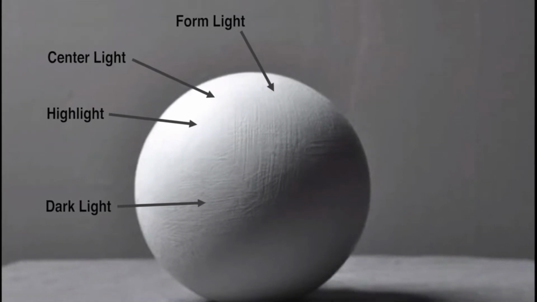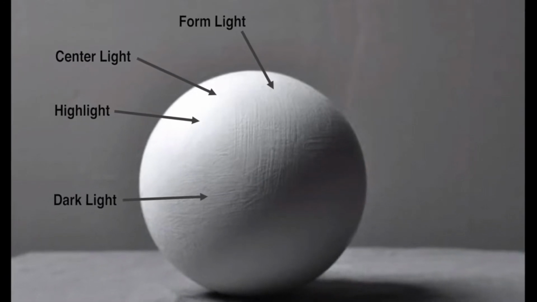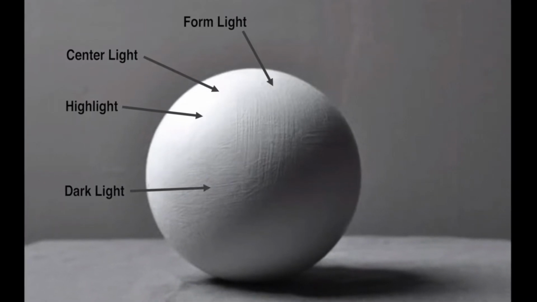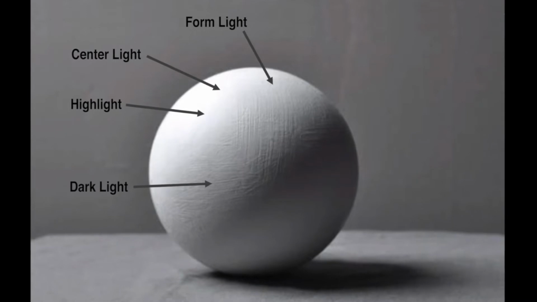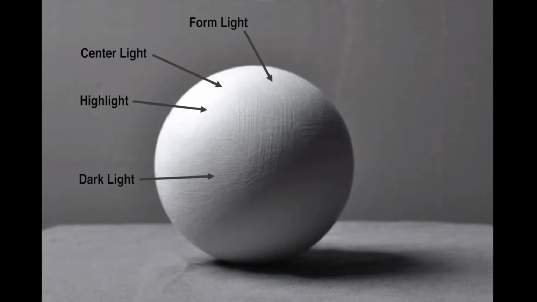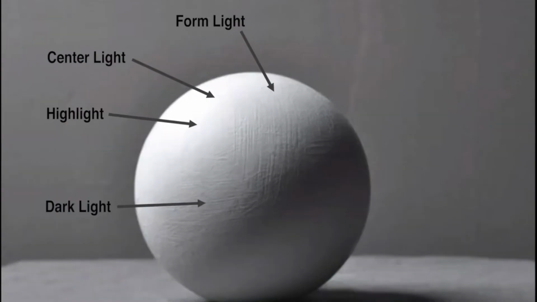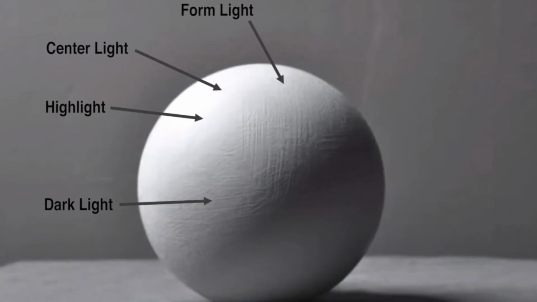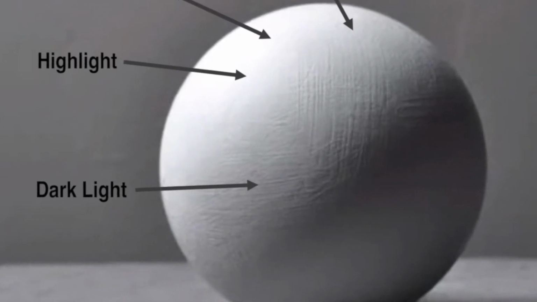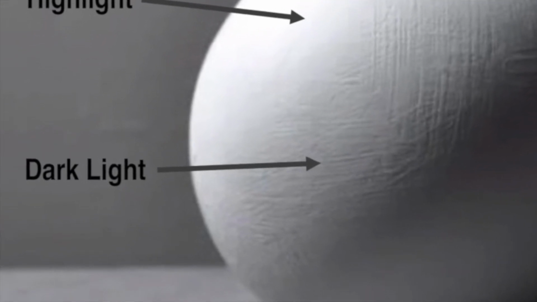Okay, so we have form light, which is that whole half of the sphere that's in the light. And then we have the center light, which is the lightest area of the light. It tells you where the direction of the light is coming from. The highlight, you couldn't see in this reference super well, but when I played with it in Photoshop, I got the idea that there was a highlight right there. And then the dark light is the part of the form that is falling away from the light. It's still in the light, but a little bit darker than the rest of the light.